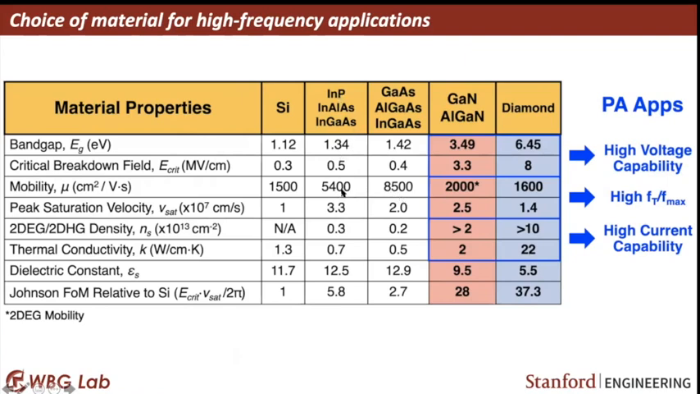For example, indium phosphide has even higher mobility, and gallium arsenide has even higher mobility compared to gallium nitride. If you are only looking for a high frequency application, these materials are much more suitable. Gallium nitride is also not very bad compared to these numbers, so we can also use it for high frequency. This is how you select different materials for different applications.